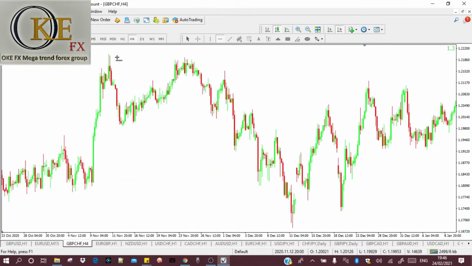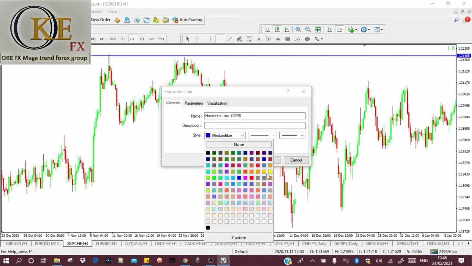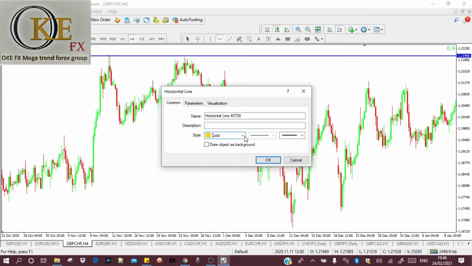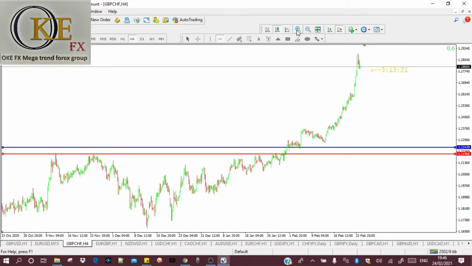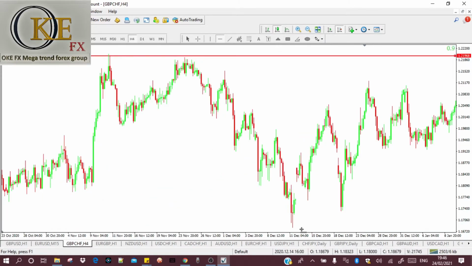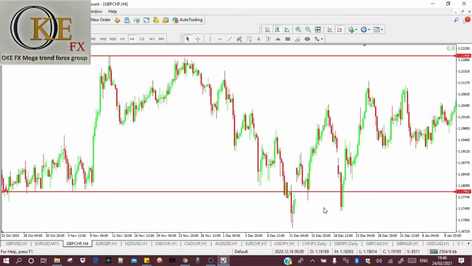So while it was like that, I can come down to the 4 hours and draw another line and probably choose this to be red. Can you see? Then okay, try to see the possible support lines I can see. And mind you, if you look very well, you can see that there are also opportunities.